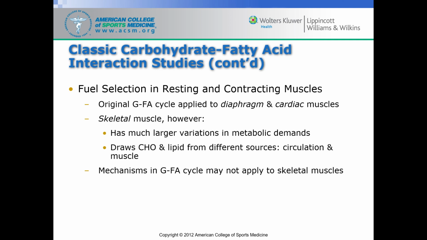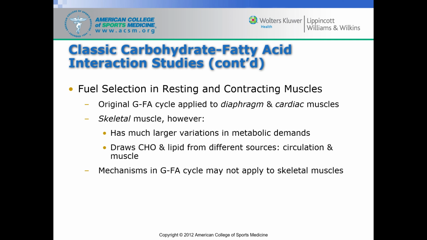So the original glucose fatty acid cycle was strictly based on diaphragm and cardiac muscle in rodents, but that doesn't necessarily apply to skeletal muscle. There could be a lot larger variation in metabolic demands of skeletal muscle, which also draws on carbohydrate and lipid from different sources, mainly intramuscular and circulating. What's not written here is that you also don't have an all or nothing response in skeletal muscle. I mean, nobody ever goes from complete beta oxidation to complete glycolysis. There's a lot of shades of gray in between.